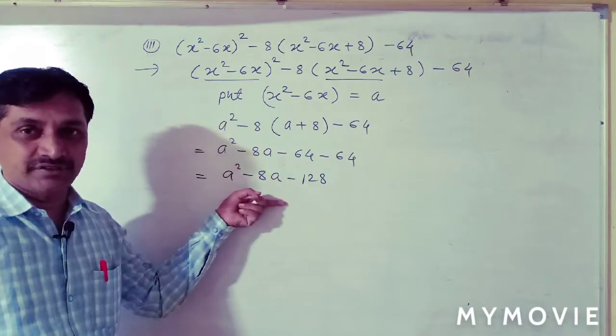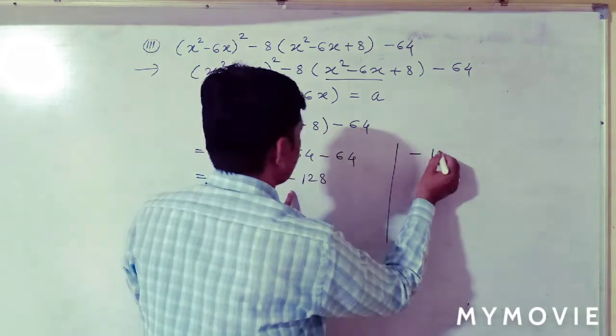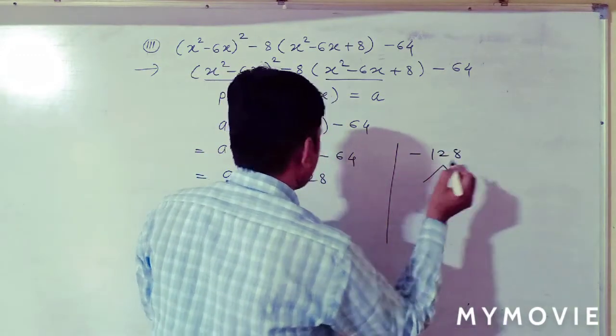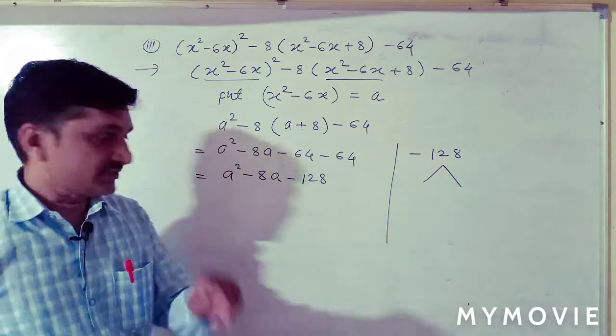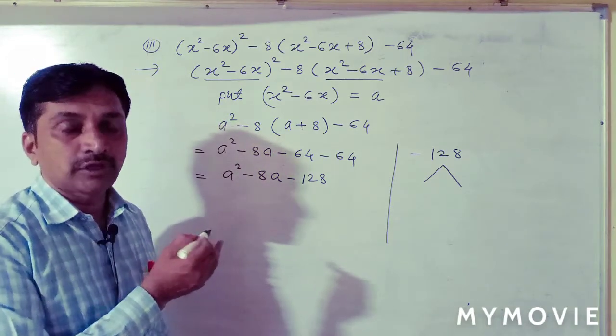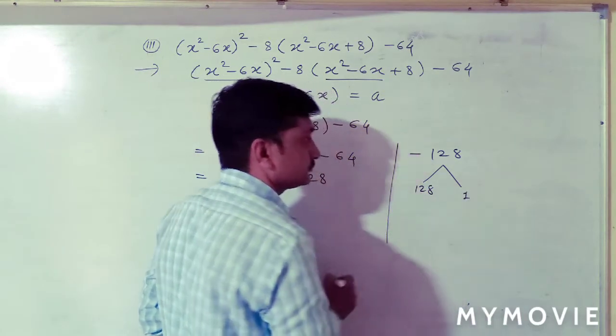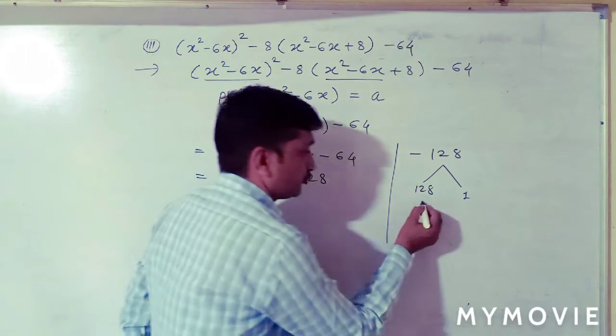And we want factors of this now. Factors of minus 128. We want such two factors whose difference should be minus 8. Now let's see the factors. 128 ones are, 64 twos are.